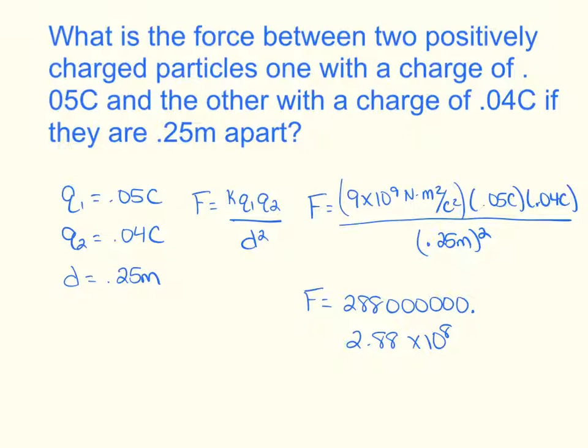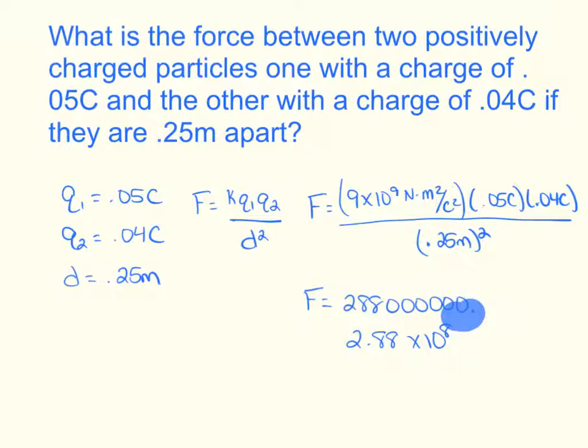Because our original decimal is here, we'd be moving our decimal 1, 2, 3, 4, 5, 6, 7, 8 places. Our original number is greater than 1, so we would have a positive exponent.